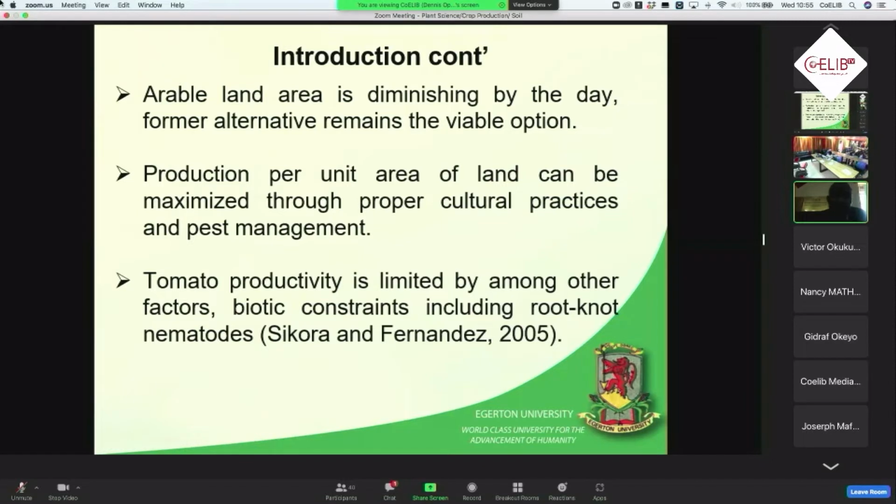So you find that arable land, especially in Kenya, is diminishing by the day. So you find that the former remains the viable option, whereby production per unit area is the one we can use. We can increase production per unit area because the land is diminishing, and you find that production under this unit area can be maximized through proper cultural practice and also pest management. You find that tomato production among many farmers is affected by factors which include biotic constraints, and some of them are root knot nematode. Next slide.